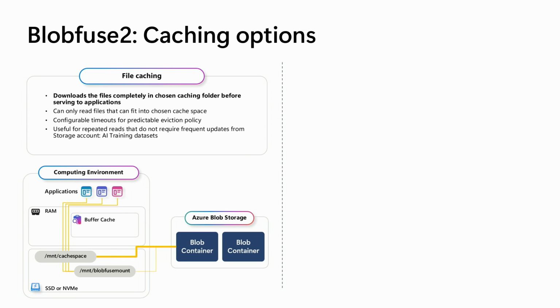So every time a file request is made, that file is downloaded to the cache and then served to the application. This is very useful when you have repeated reads, like when you're reading AI training data sets. You want to make sure that the data is available, and then you read it repeatedly. That's great. But as the data gets larger, and as you would like to read the files as and when they're coming up, like streaming, then there's obviously a shortfall.